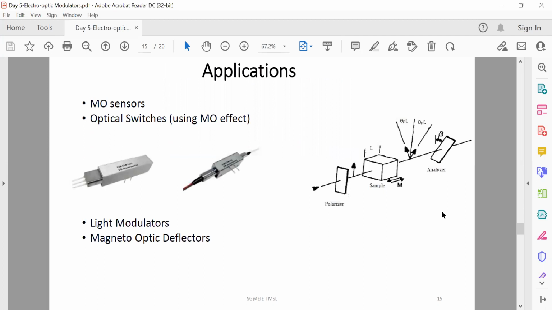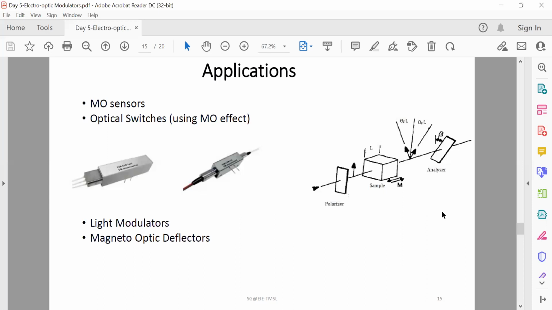Next, the applications of the magneto-optic effect. One is the magneto-optic sensor, another is optical switches, which basically use this magneto-optic effect, and others are light modulators and magneto-optic deflectors. So these are the applications. Now in the magneto-optic sensor, what happens?